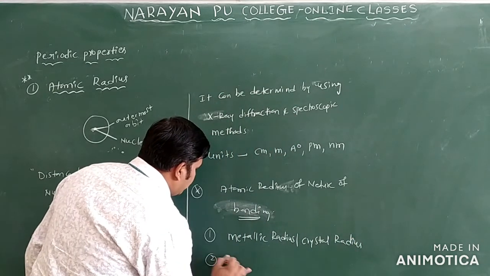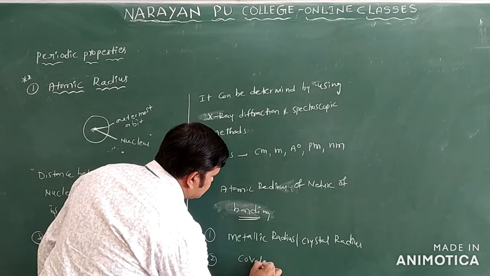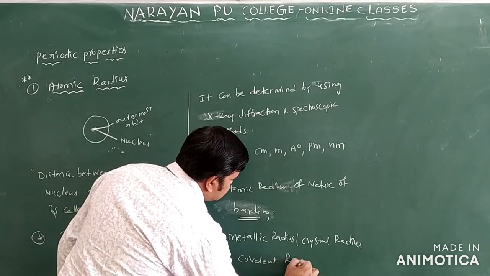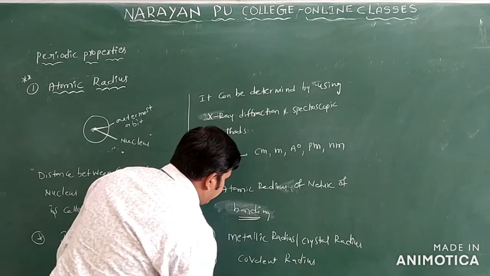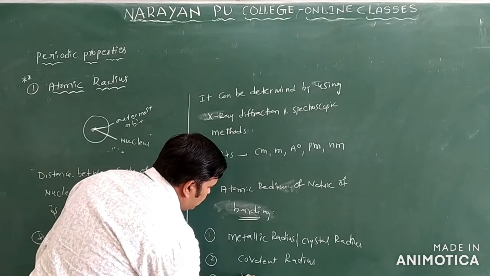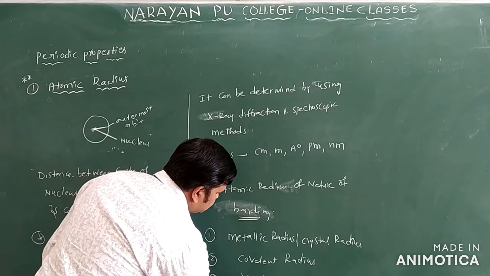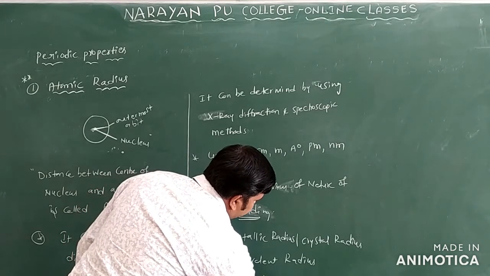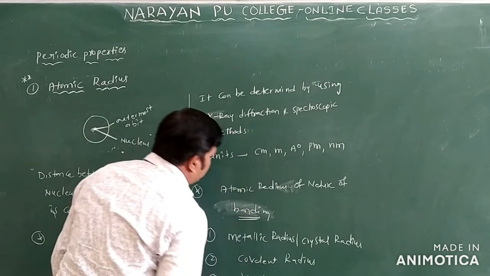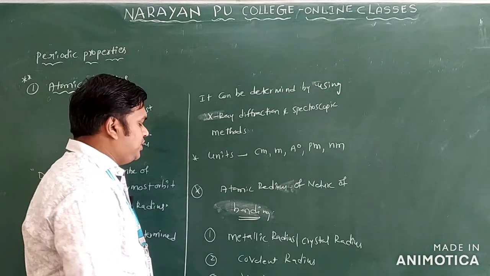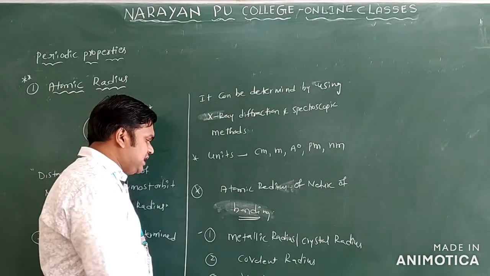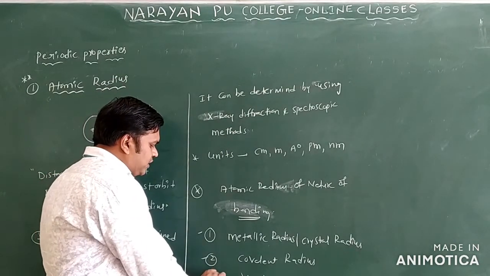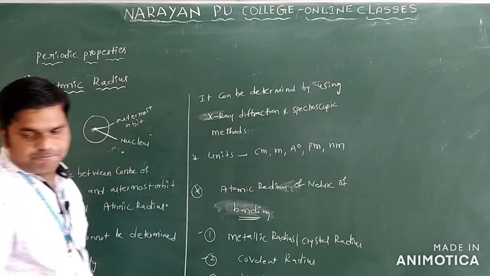The second one is covalent radius, and the third one is van der Waals radius. So this is mainly based on the bonding. We'll discuss one by one what is metallic radius, what is covalent radius and what is van der Waals radius.